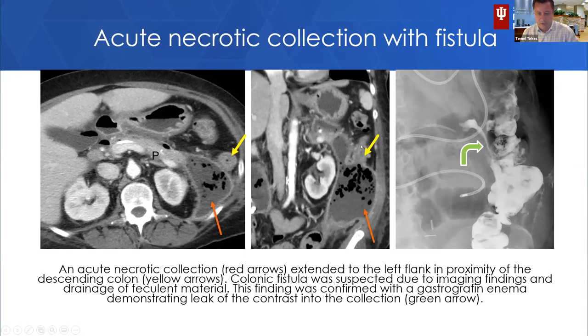And here in this case, this was the descending colon here. And you can clearly see that the descending colon is communicating with the collection and pouring out a lot of gas, forming bubbles outside. So this was a fistula to the colon. And this was confirmed with a gastrografin enema. This is the gastrografin within the descending colon. It is showing this leak, which is visible on the CT.